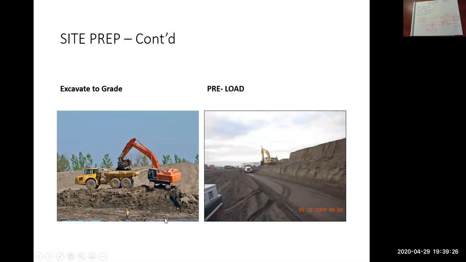Not sure what this is here. The photo on the right is preload. All this sand up here, that's the preload. It's being stacked up high. This preload could be 5 or 6 meters high. The gravel trucks, so truck and transfers, bring in hundreds of loads of preload, dump it, and then the excavators and dozers build the preload per the design.